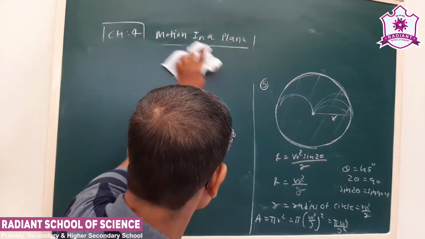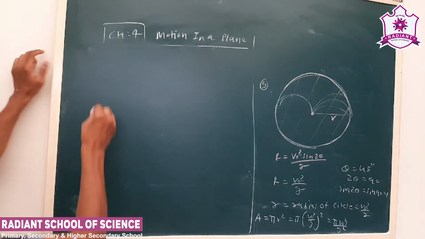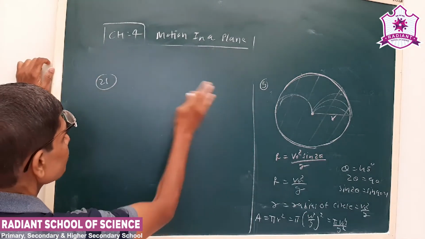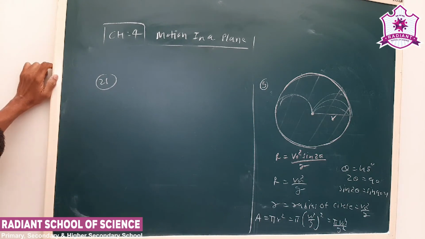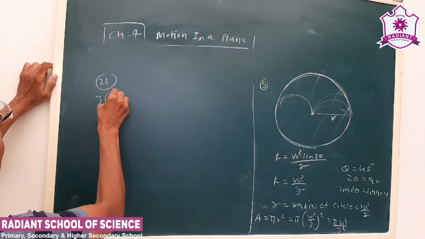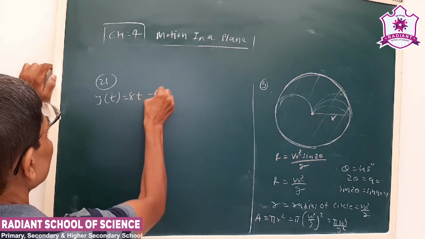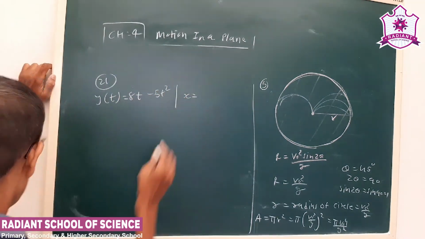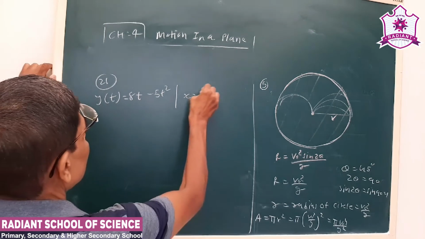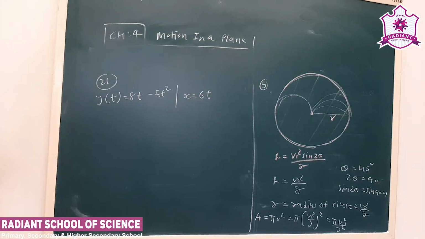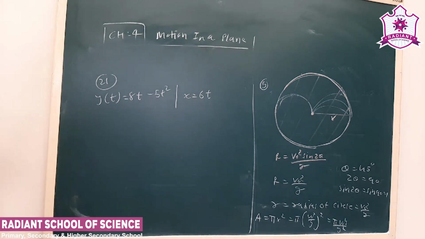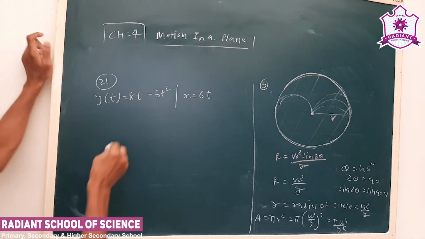See, one more question related to two-dimensional motion. The component of a particle, y as a function of time, is given as 8t minus 5t square, and x is equal to 6t. Here x and y are distances in meters and t is time. What is the initial velocity?